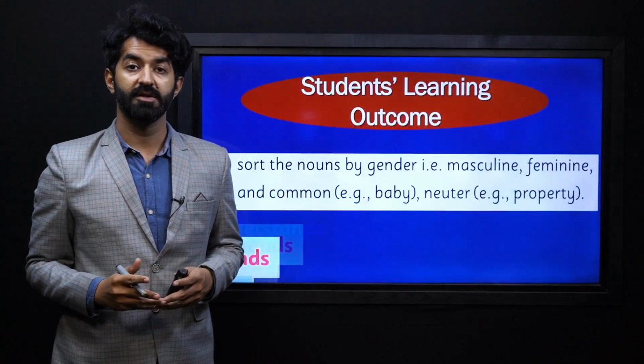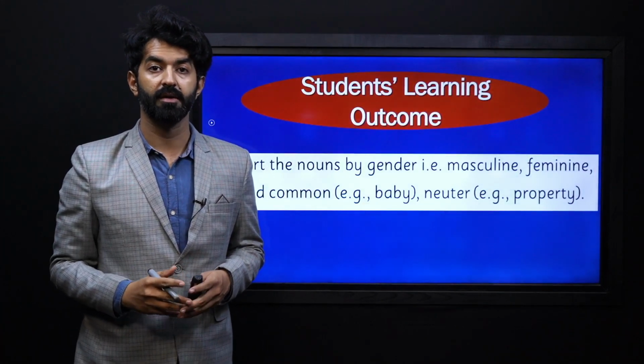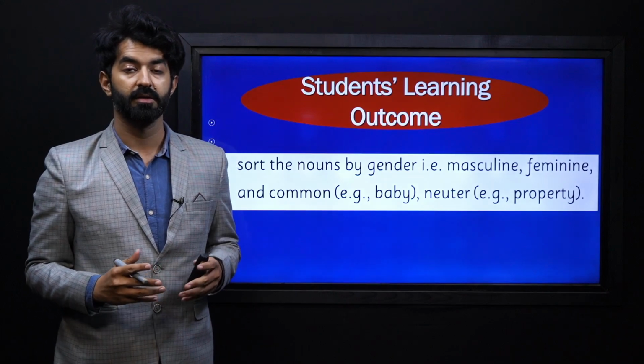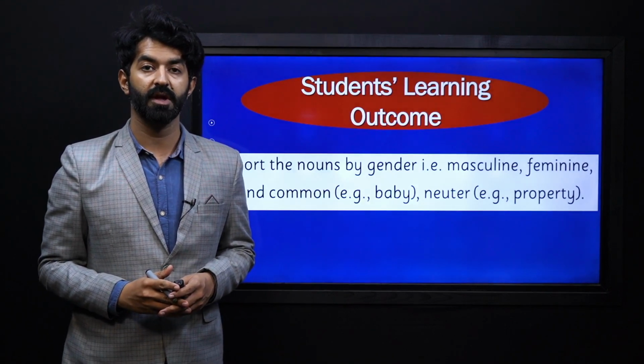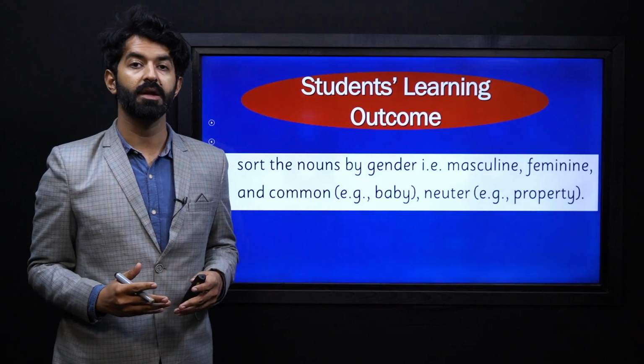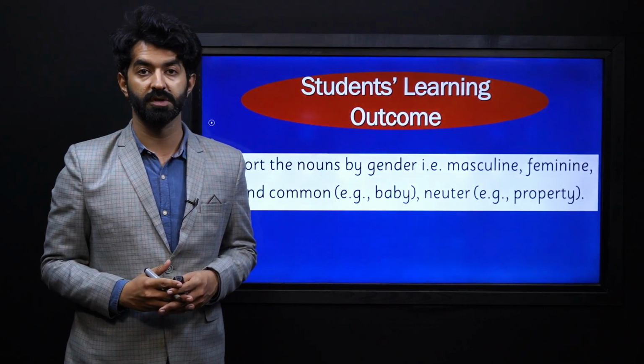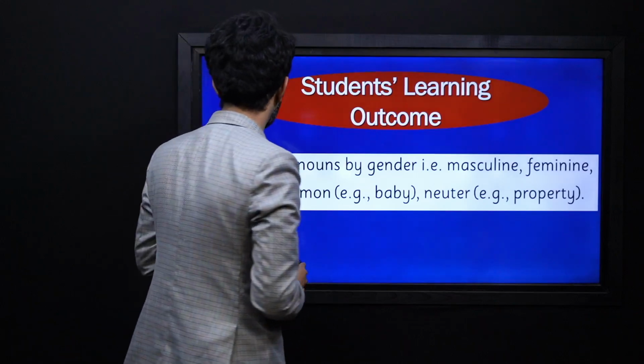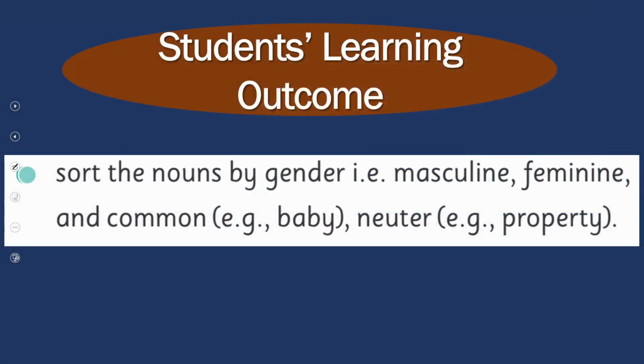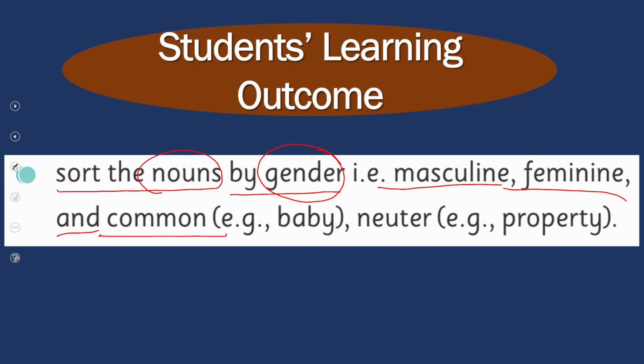My dear learners, let's read our students' learning outcome and break it down to understand what we are supposed to do in this lesson and how we completely accomplish it. So first, let's read it. Our SLO is: sort the nouns by gender, that is masculine, feminine, and common, for example, baby, or neuter, for example, property.